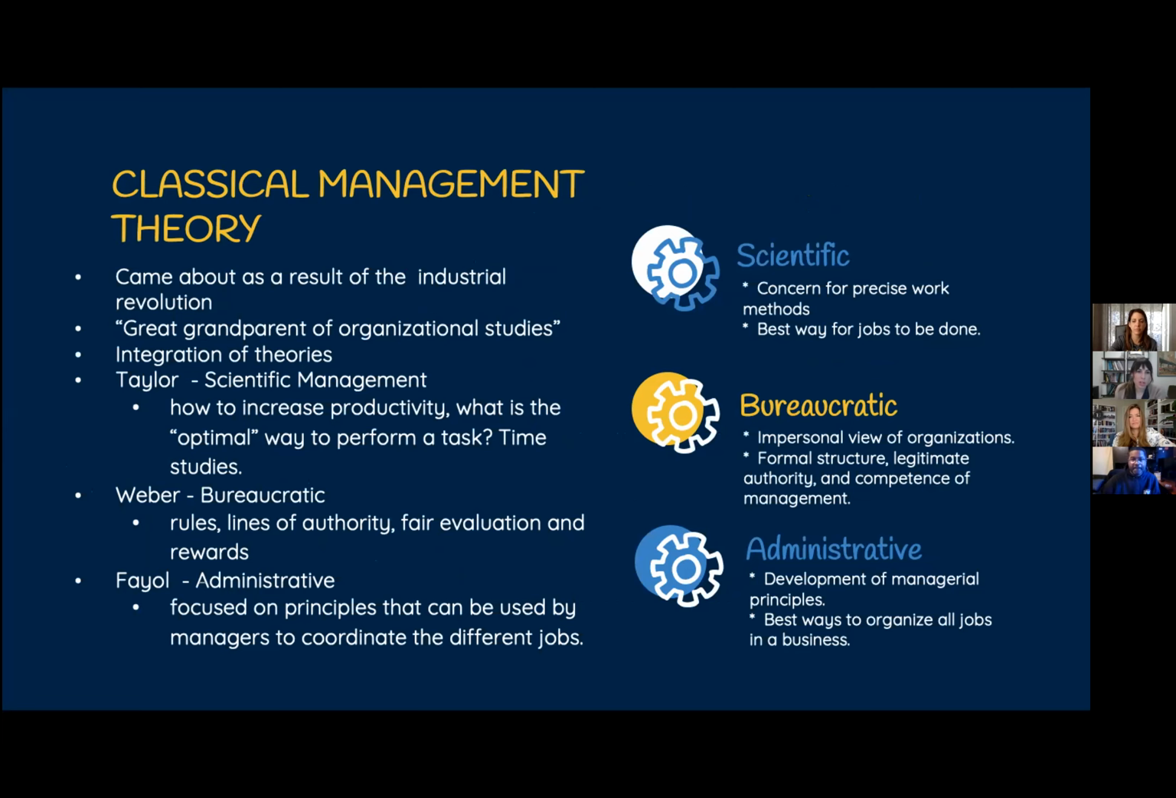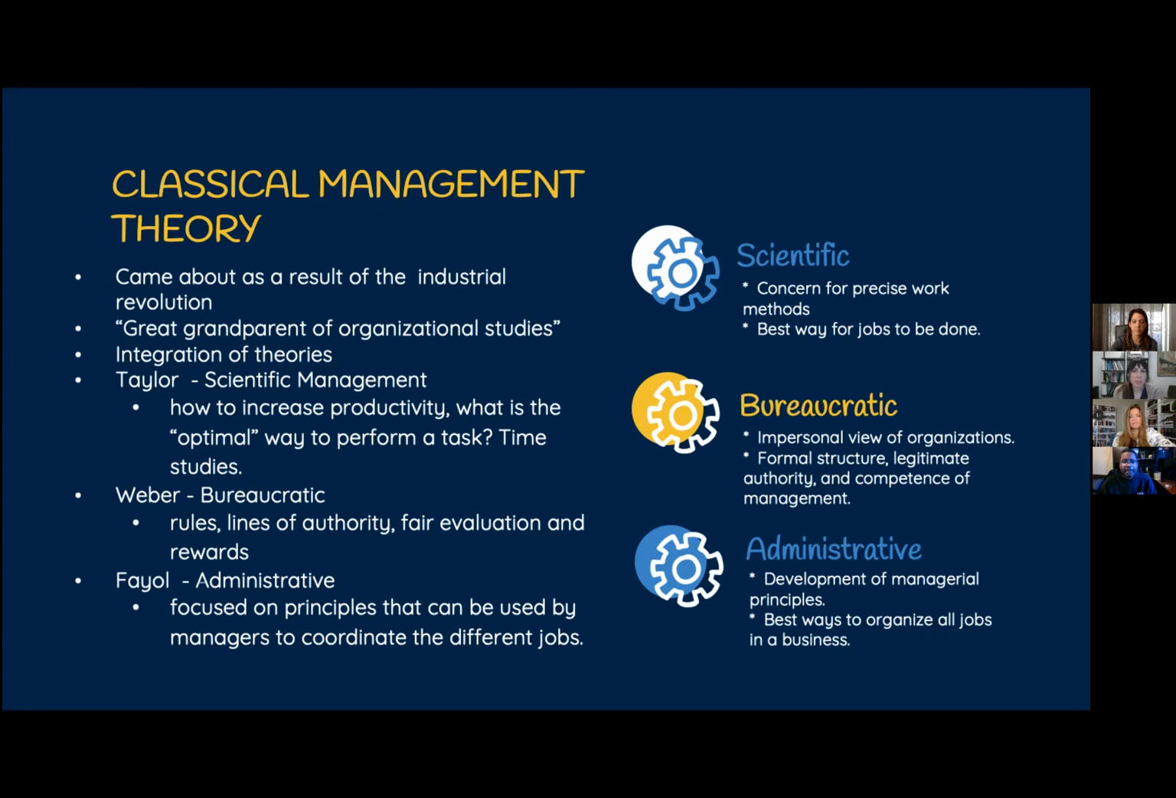Taylor is known for his work in what's considered scientific management. He was interested in increasing output and productivity, so he was always wanting to know what the optimal way to do things was. Weber's work was on a bureaucratic level. He's known for being impersonal, anti-nepotistic, respecting lines of authority, and distributing rewards fairly.